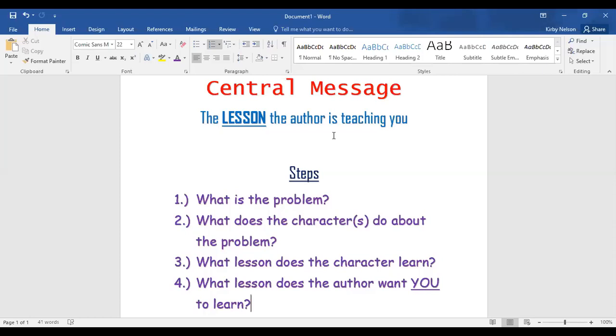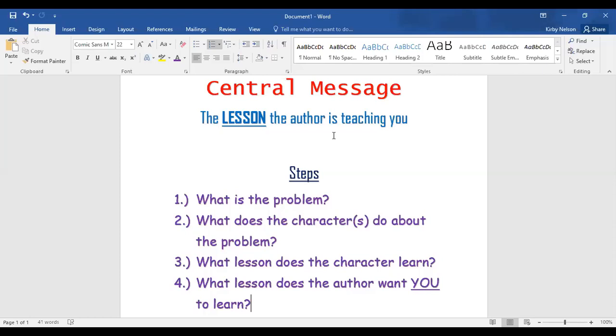So what did the character do about this problem? Well, at first, he believed them, and he even lied to Rex about the type of dog he was. But finally, whenever he met Rex, he realized that they didn't know what they were talking about, and that he had a friend that didn't care what he looked like. They loved him for him, and he was lovable. So that brings us to step 3. What lesson did the character learn? Well, he learned that he wasn't alone, and he had a friend, and he is lovable.